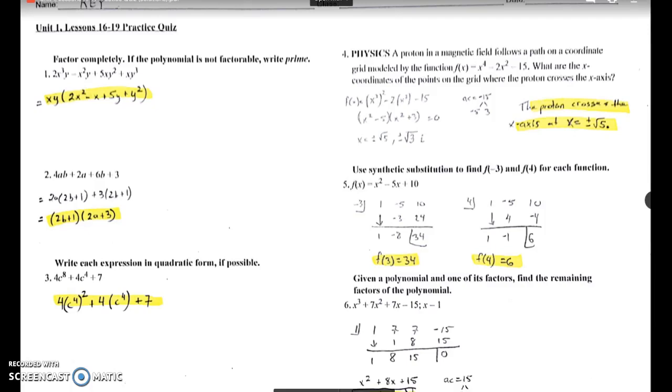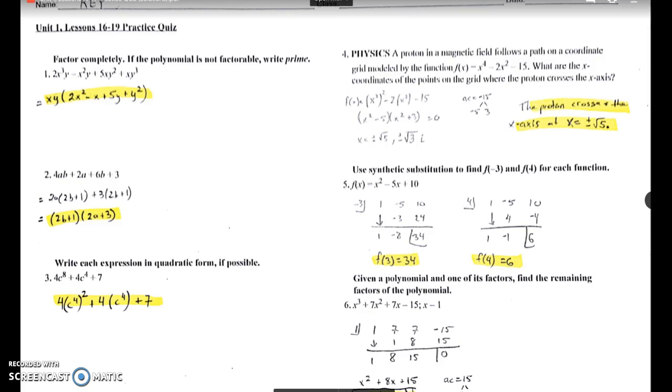All right, we're looking at the Unit 1 Lessons 16 through 19 practice quiz today. And the first question has the directions to factor completely, and if the polynomial is not factorable, to write prime. So anytime you're looking at a question like this where you're asked to factor, the first thing that you should always look for is to see if there's a greatest common factor.